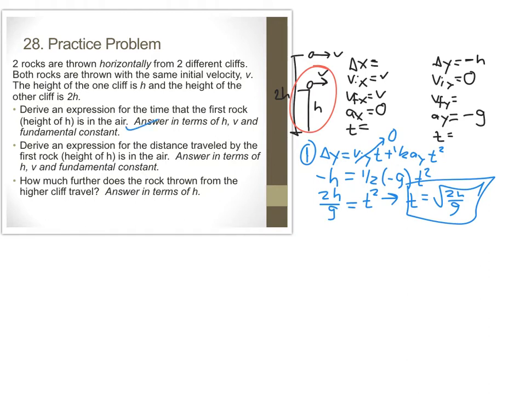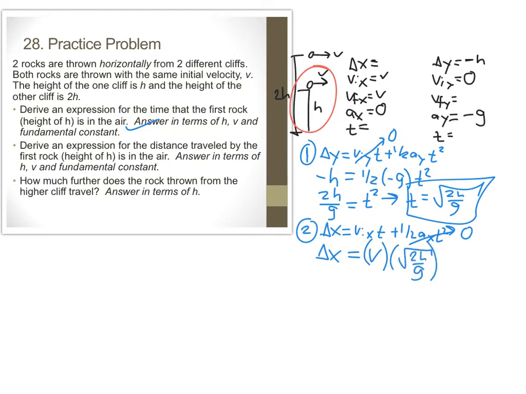For the distance traveled, I'm going to have to use my x side. Using that delta x equation, that second term goes away, and so my displacement horizontally is just going to be my initial x velocity, v, multiplied by my time, which is the square root of 2h over g. Okay, and so I get an expression here for my horizontal displacement, which is just v times the square root of 2h over g. Unfortunately, we can't simplify it any further than that. But I do have it in terms of h, v, and fundamental constants, so that works as an answer to the second question.